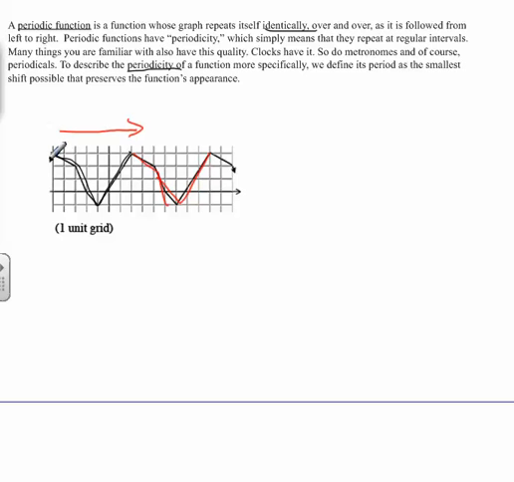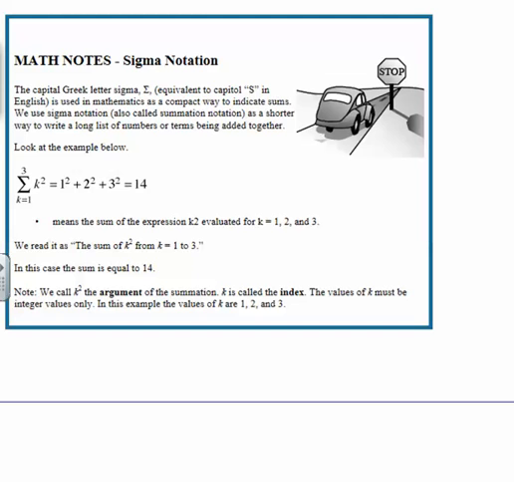Well, if I take this point and shift everything with it 1, 2, 3, 4, 5, 6, 7 units, it would match exactly that one. And so the period, or P, of this function is 7. So that's how that works. All right, moving on to the next one.